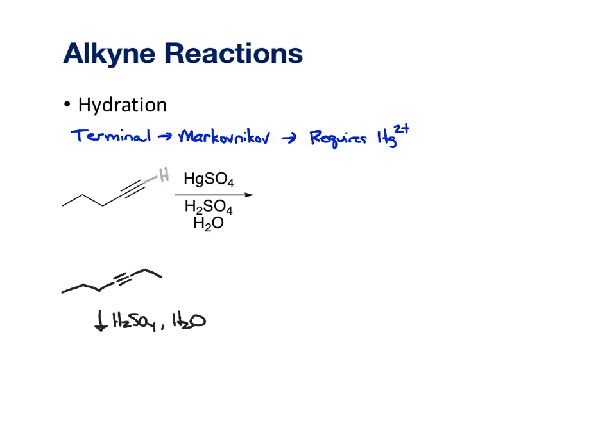So to do this hydration, what we're effectively doing is adding H and OH across the triple bond. Again, following Markovnikov's pathway, we'll add the hydrogen to the side where there's a hydrogen. We'll add the OH to the more substituted carbon. We're not going to go through the mechanism, but we go from the triple bond to the double bond.